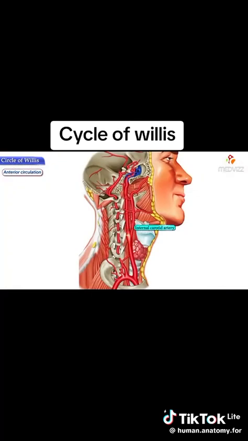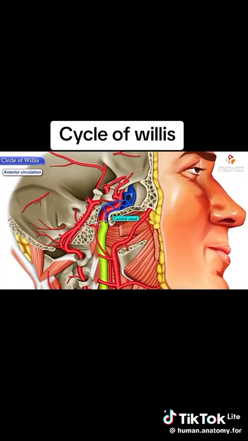The internal carotid arteries originate from the common carotid arteries at the level of the fourth cervical vertebra. The internal carotid artery then runs upwards within the carotid sheath to enter the skull through the carotid canal formed by the temporal bone.